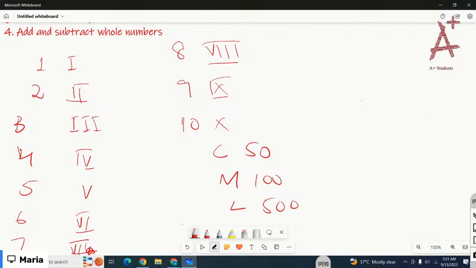For example, you have to make 15. How do you make 15, right? So 10 plus 5 makes 15, right? We know that 10 is X and 5 is V. So XV makes 15, right?